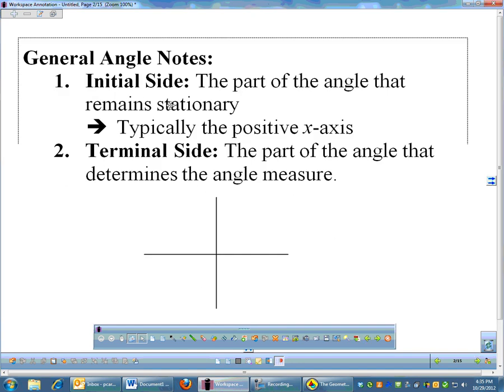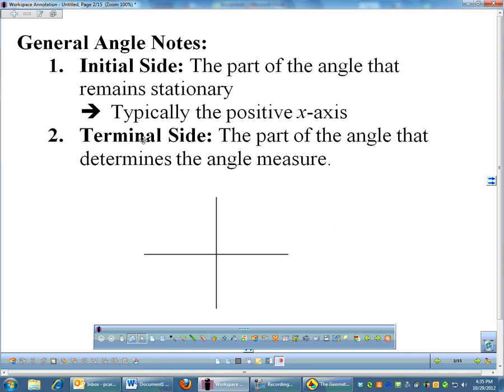Some general angle notes. First, your angles will have an initial side and a terminal side. These are kind of Carboni definitions. The Math League of America may not be too pleased with these definitions, but this makes sense to me. We have something called the initial side.